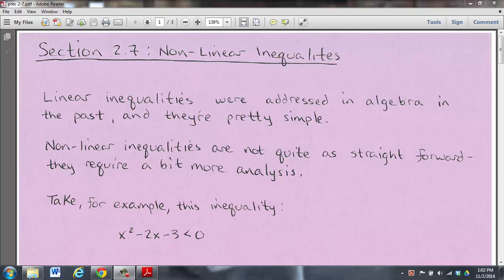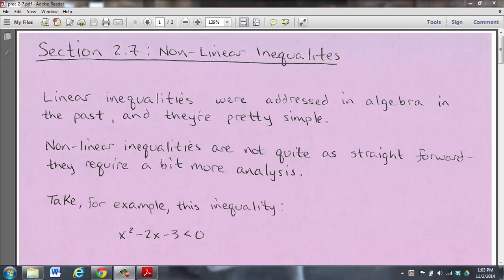Alright, gang, this is the last section of Chapter 2, which has been a pretty long chapter, with lots of stuff that we learned. And what we're dealing with in this chapter is nonlinear inequalities. In previous algebra classes, both Algebra 1 and Algebra 2, you've dealt with linear inequalities and graphing those, whether it be on a number line or on an XY coordinate system. And that was pretty simple.